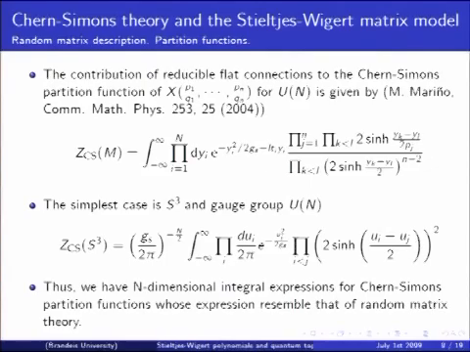And these are the integrals. If we pay attention to the simplest case, which is the three-sphere and the unitary gauge group, then we have this very simple expression, which looks very much random matrix-like. The dimension of this is n, which coincides with the rank of the gauge group. So this paper finished with n-dimensional integral expressions for these Chern-Simons partition functions. And that was it.